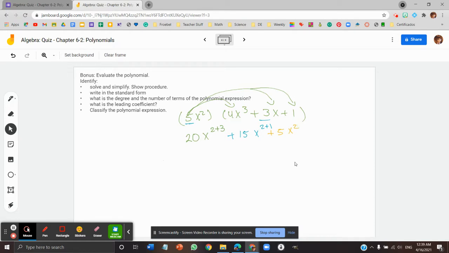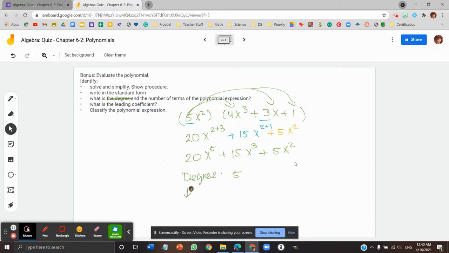Now I can solve this. It's going to be 20x to the fifth plus 15x to the third, or we can also call it cubed, plus 5x squared. Is it in standard form, right? I'm going to tell you: is it in standard form? Yes, it is. What is the degree? The degree is 5.